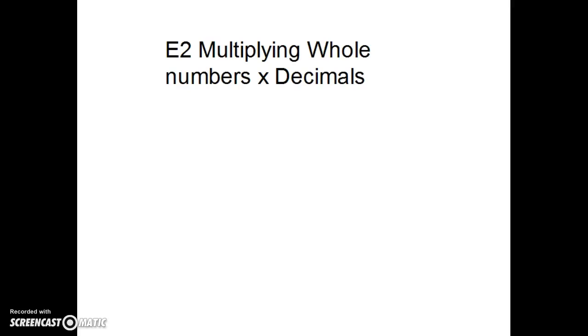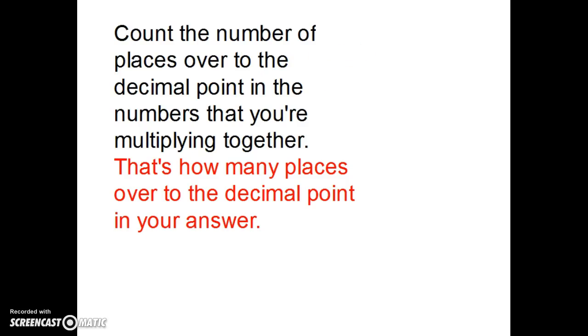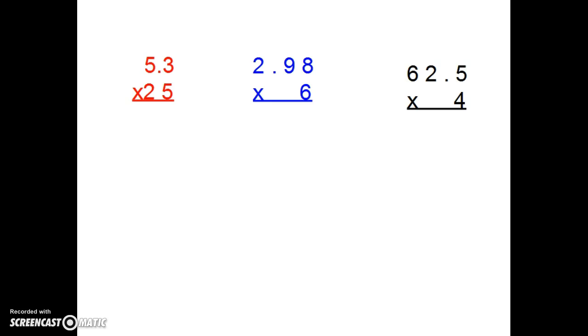This is video E2. It should help you with multiplying whole numbers times decimals. So the main rule for this is we count over the number of places to the decimal point, and that's how many places I'm going to have to move the decimal point over in my answer. Sort of like when we were multiplying by money, we moved the decimal place over 2 spots always. So here we go. Let's try some out.